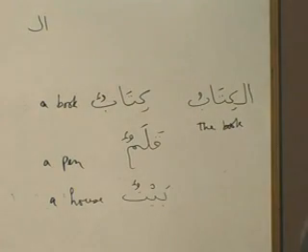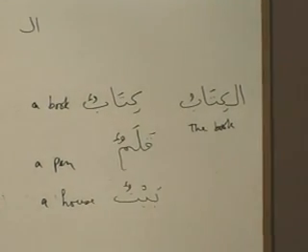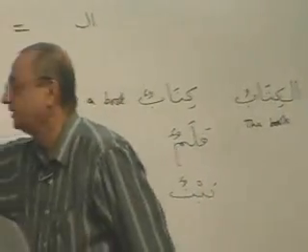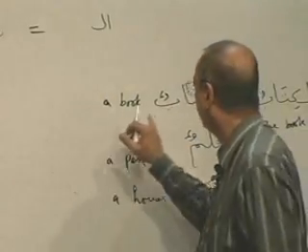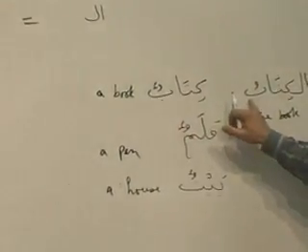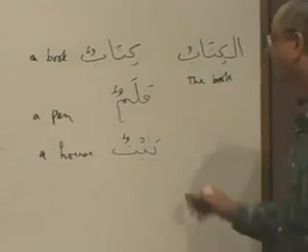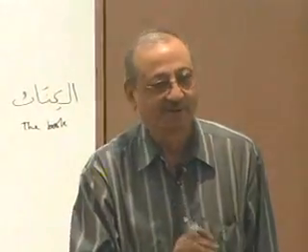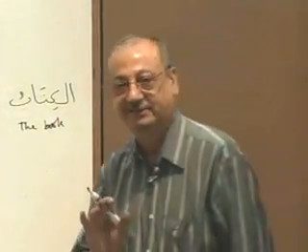Now you see, as soon as I put al, like magic, one vowel sign got dropped. Instead of bun, it became bu. Got the idea? Now, if I say kalamun, a pen, I want to say the pen. What will I do? Al kalamu. Brother, these are the basics. I know most of you already know. But I'm starting from the very beginning in case there's a student who is coming for the first time to learn Arabic, so that he gets some idea, inshallah.